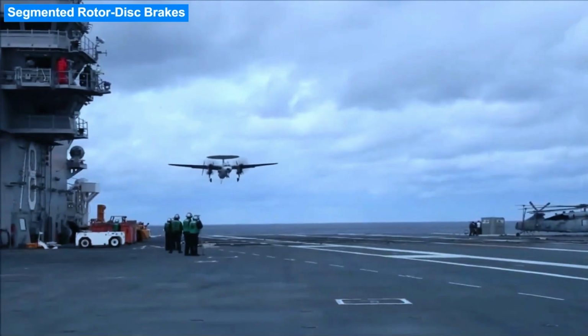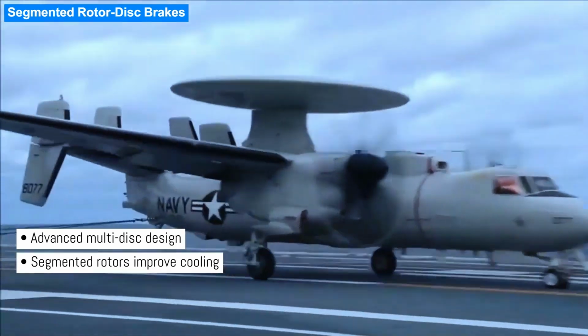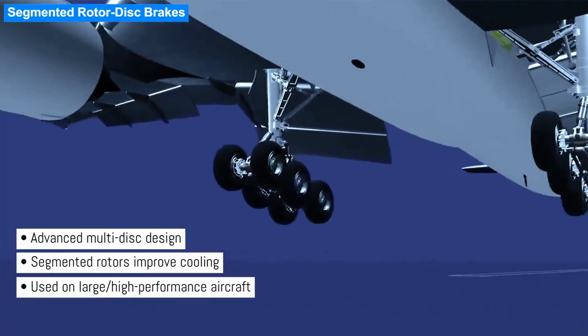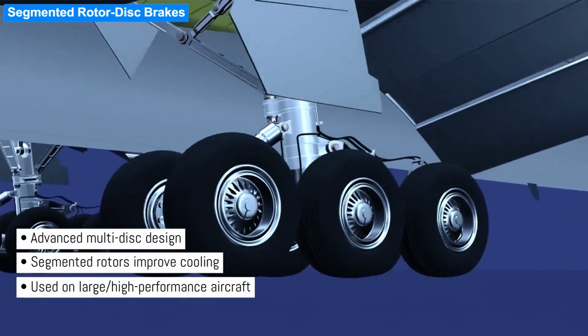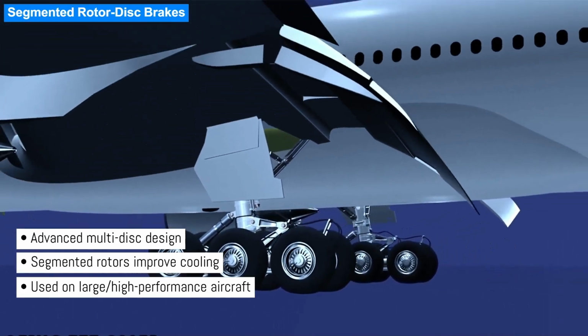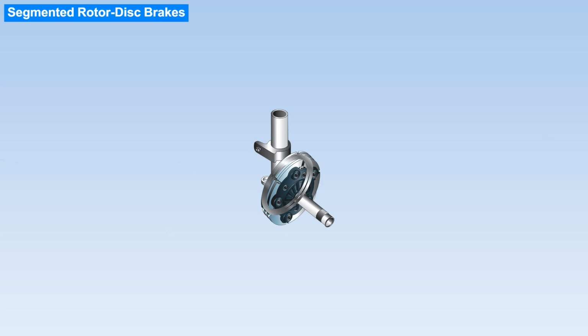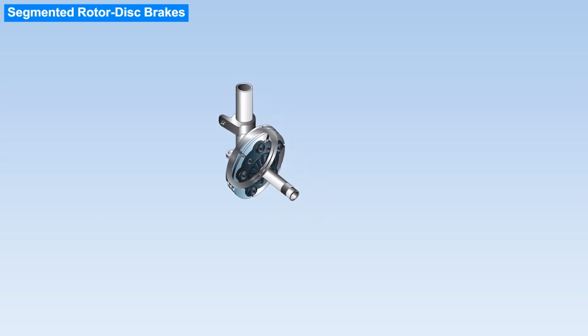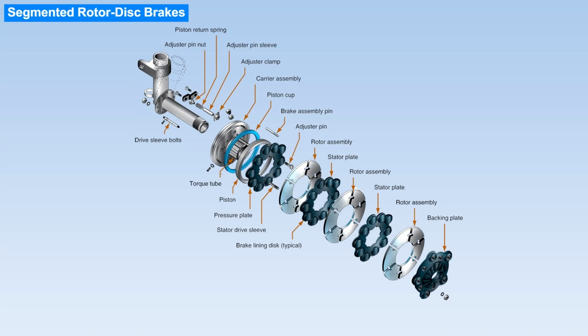Segmented rotor disc brakes are advanced multiple disc brakes designed for the high heat loads of large and high-performance aircraft. Their segmented rotor construction improves airflow, heat dissipation, and resistance to warping, making them the standard brake type on modern air carrier and high-performance aircraft. The brake assembly includes a carrier or torque tube housing, actuating pistons, a pressure plate, an auxiliary stator plate, rotor segments, stator plates, automatic adjusters, and a backing plate.